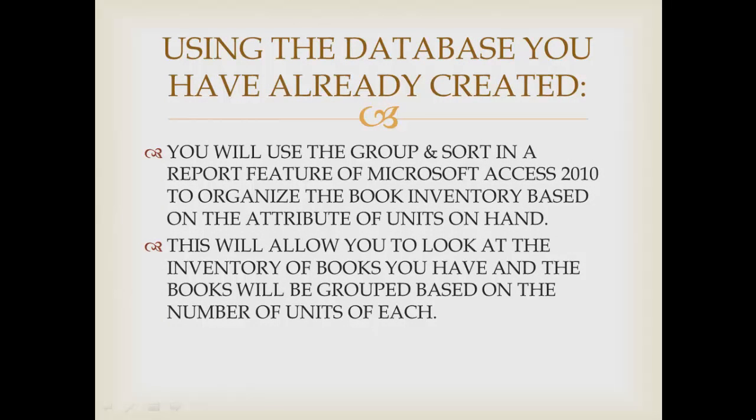This tutorial will be most beneficial for people who already have some familiarity with Microsoft Access. In a moment, I'm going to show you the database that we're going to be using for this tutorial. We're going to look at the group and sort features of Microsoft Access to organize our book inventory report based on the attribute of units on hand. This is going to allow us to look at the inventory of books that we have, and the books are going to be grouped based on the number of units of each. This is going to give us an indication of whether we have enough inventory for our expected circulation in the upcoming months.